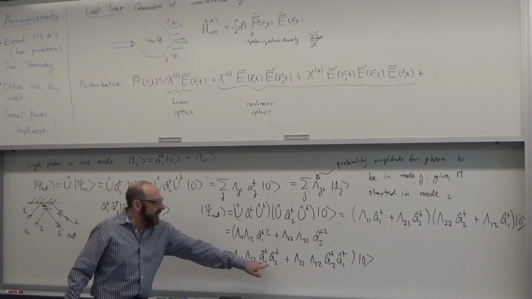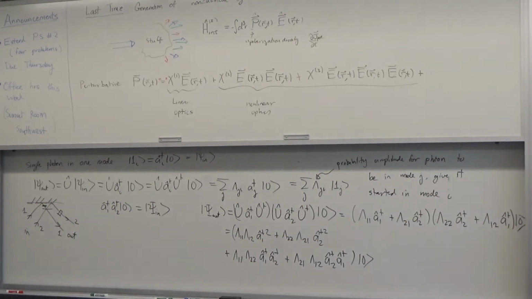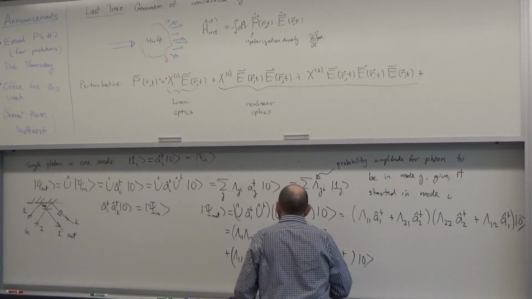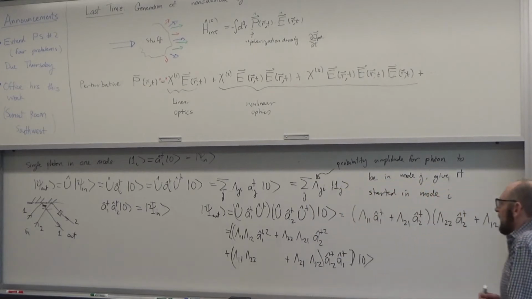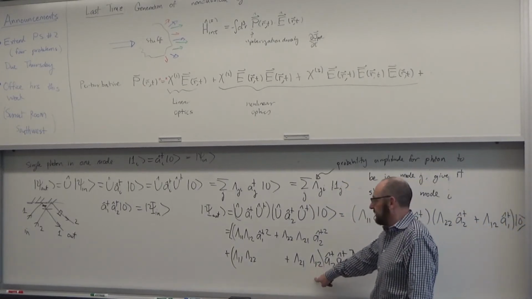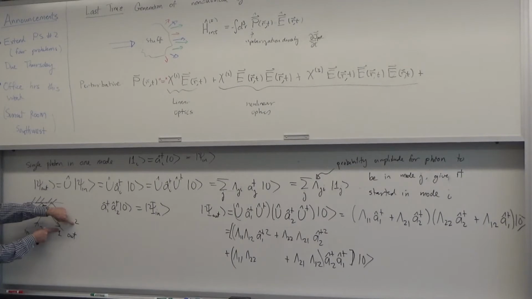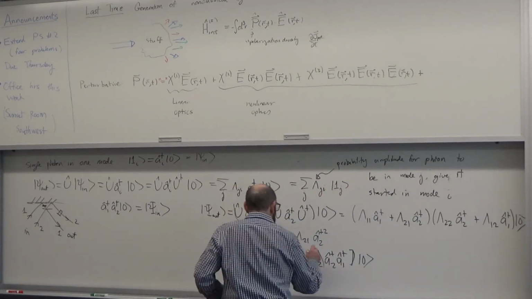importantly, these guys commute. The creation and annihilation operators in different modes commute. So I can move this outside here and just write it like that. This corresponds to two indistinguishable processes. In one process, they go to the same mode they started in. One goes to 1 and 2 goes to 2. In another process, 1 goes to 2 and 2 goes to 1. That's another possible history of these two photons. And because they are indistinguishable, these two processes interfere.